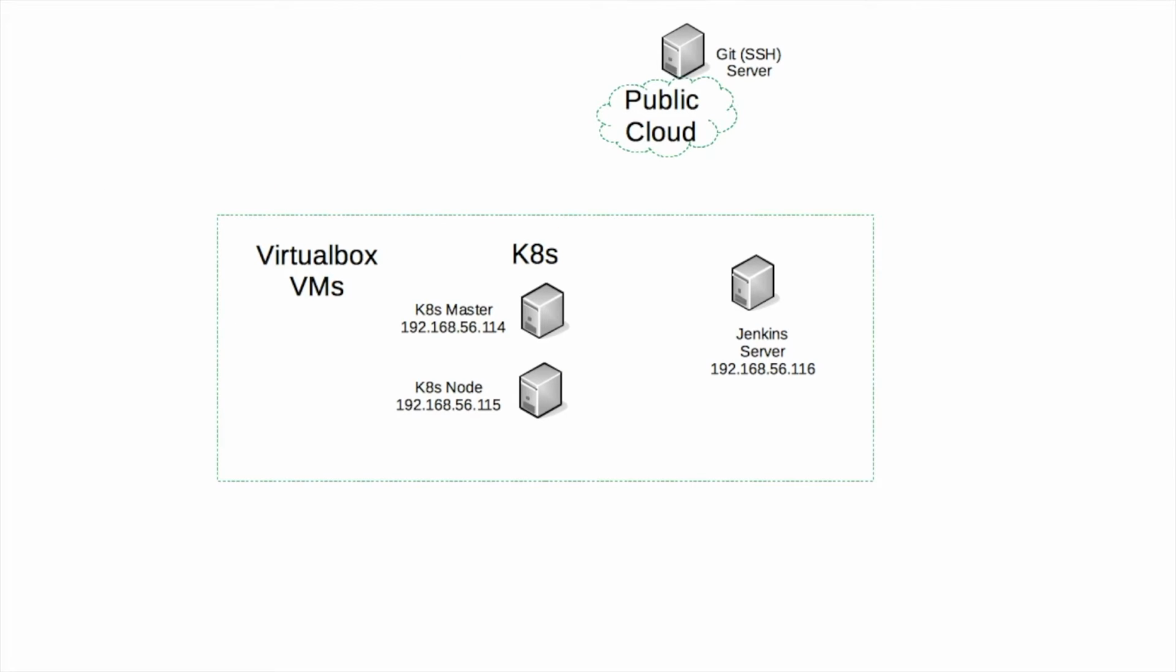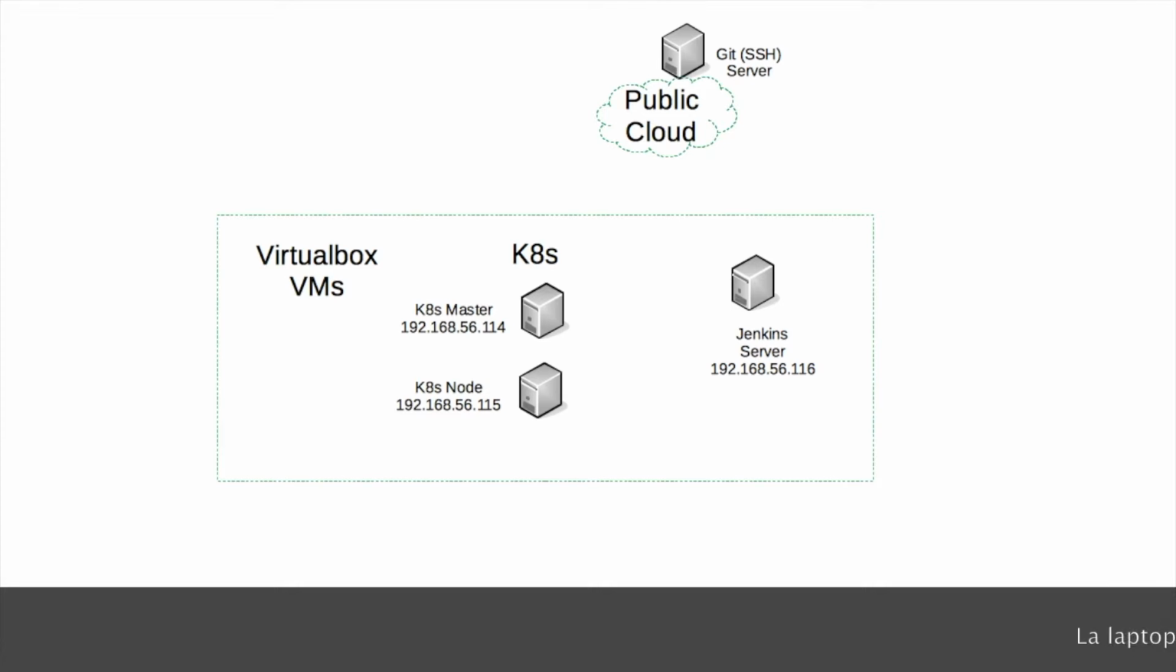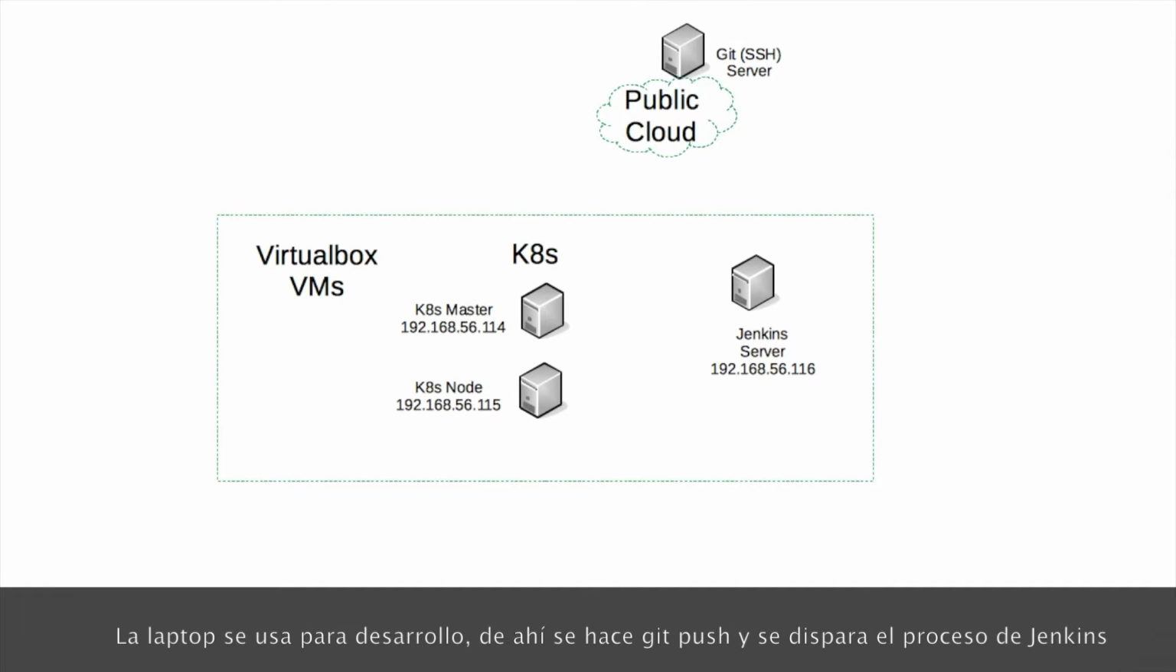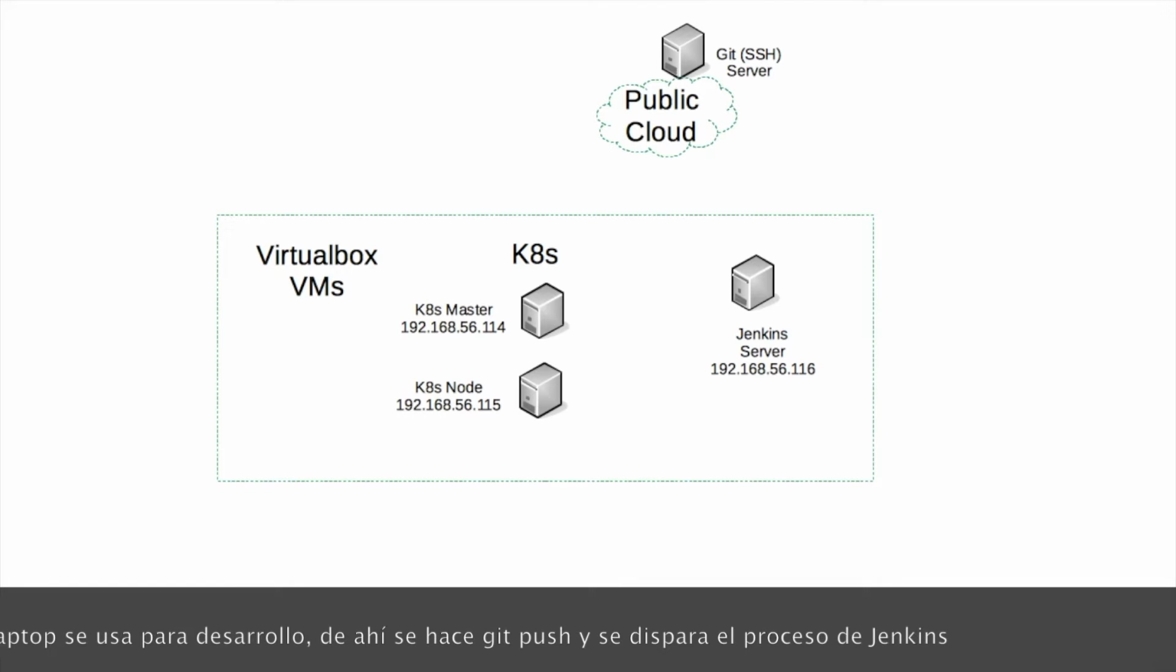Everything is running on VMs on my laptop. It's a small lab. Only one VM is running on the public cloud because I don't have enough resources for the 4 VMs. One is a Kubernetes master, then the Kubernetes node, a Jenkins server, and the Git server. It can be a GitHub, but I want to show a private repository, very simple with SSH.